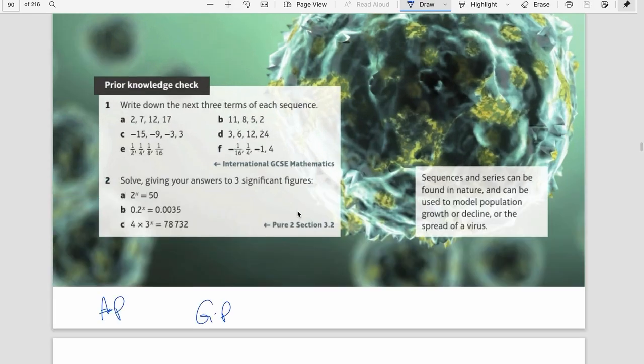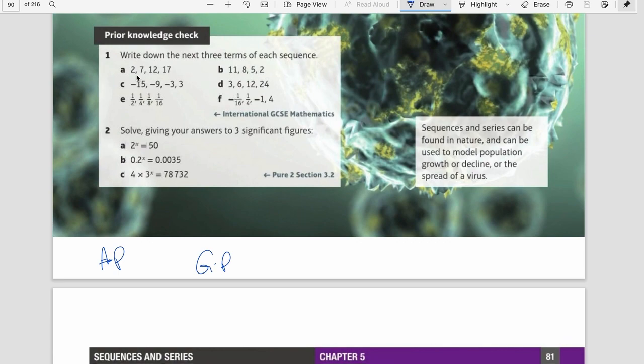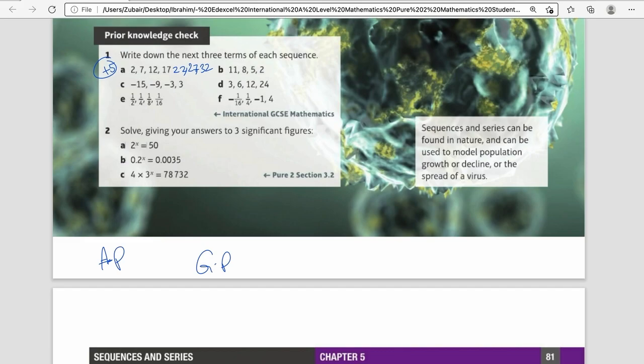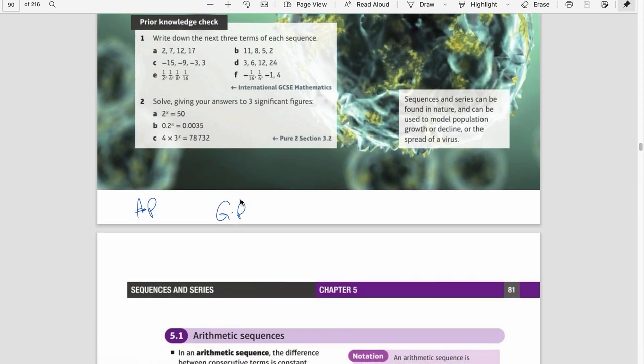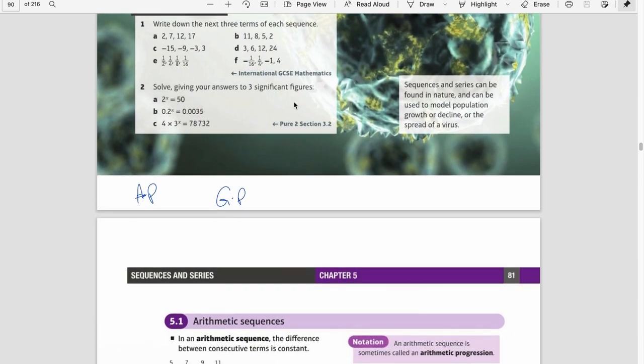So just for the prior knowledge, write down the next terms of each sequence. We see that 2, 7, 12, 17. There is a difference of 5. So we are adding plus 5 to write the next three terms. We'll just keep on adding 5, and 17 plus 5 is 22, plus another 5 is 27, plus another 5 is 32. So basic knowledge, and use the given answers to three significant figures.